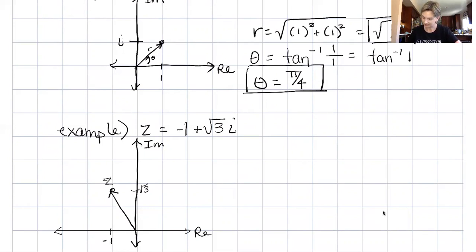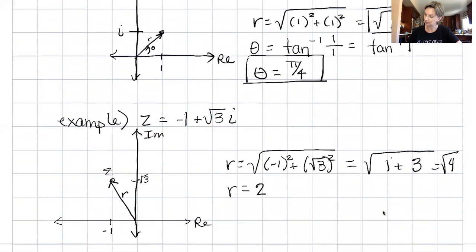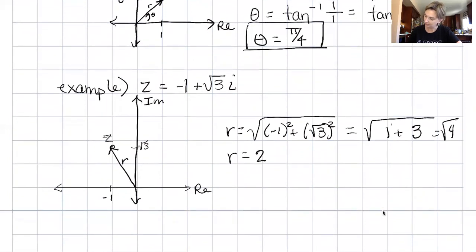Okay, all right, so let's start by finding out what our modulus is, our r. Okay, the length of that is going to be -1 squared plus the square root of 3 squared. Okay, that's 1 plus 3, square root of 4, which is 2. Okay, the length of that vector right there is 2. Okay, we're halfway done. Okay, now we need to figure out that angle right there.